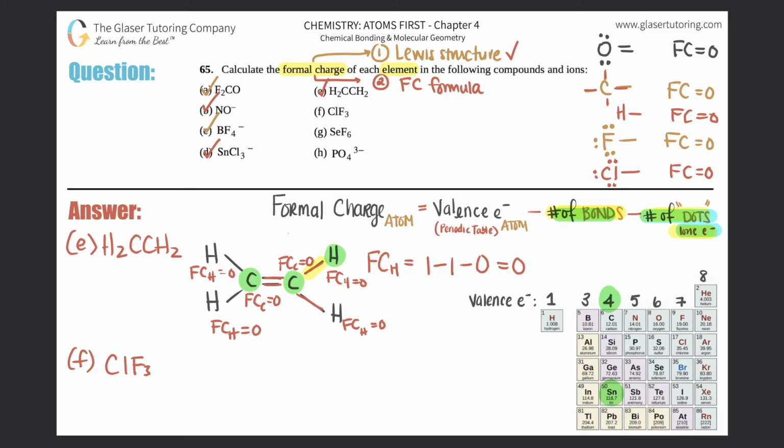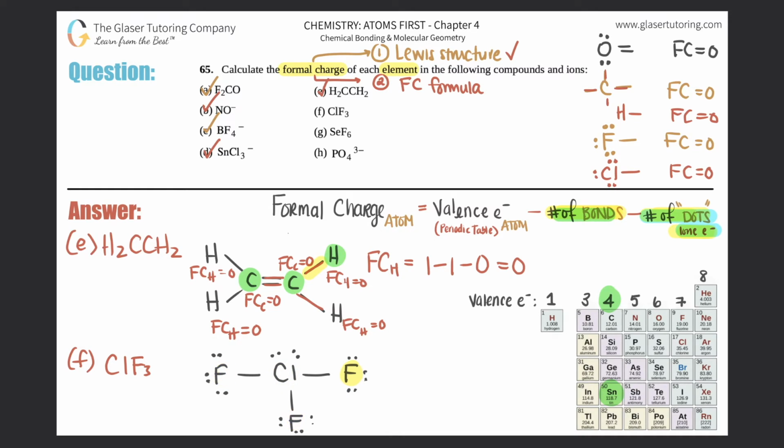ClF3. You could pause to see if you could make your own Lewis structure, but it should be chlorine in the middle, surrounded by 3 fluorines. I'll just say 1, 2, 3. Each fluorine should have 3 lone pairs. And the chlorine should have 4, 5, 6, 7. There you go. Okay. So now there are 2 different types of elements here. There's fluorine and there's chlorine. And each fluorine looks exactly the same.